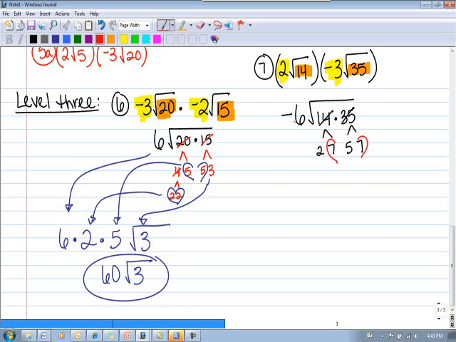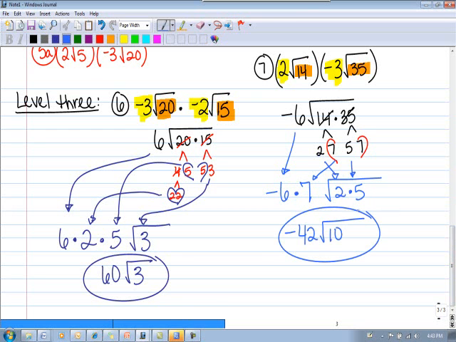So outside of the radical, I have negative 6 from the problem above. And then I have a 7 from my pair of 7s. And then underneath, I have a 2, and I have a 5. So I go ahead and put my multiplication symbols in there. And negative 6 times 7 is negative 42. 2 times 5 is 10. So my final answer is negative 42 radical 10.